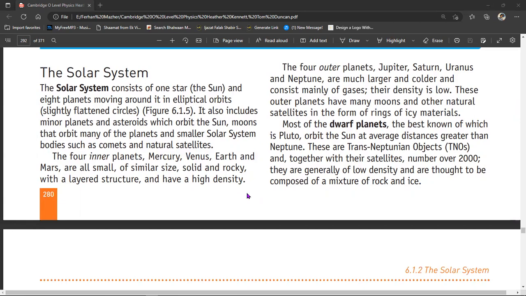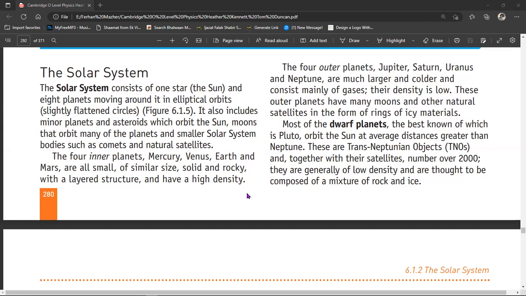The 4 inner planets, Mercury, Venus, Earth, and Mars, are all small, of similar size, solid and rocky, with a layered structure and have a high density. The 4 outer planets, Jupiter, Saturn, Uranus, and Neptune, are much larger and colder and consist mainly of gases. Their density is low. These outer planets have many moons and other natural satellites in the form of rings of icy materials.